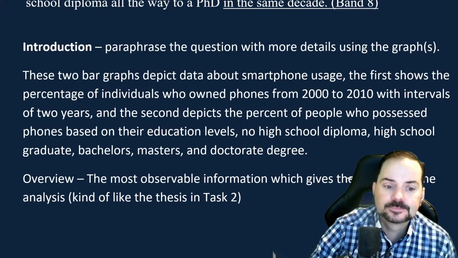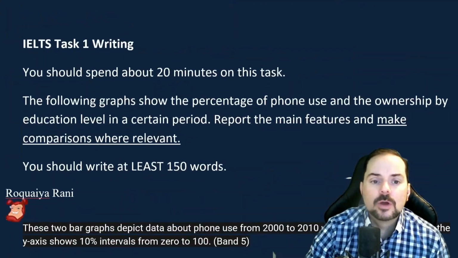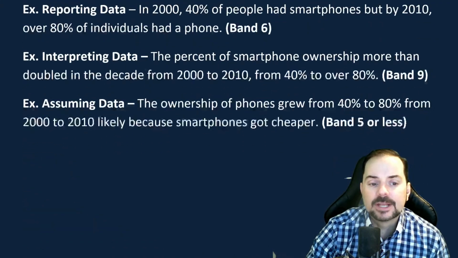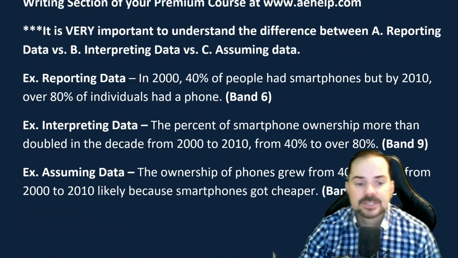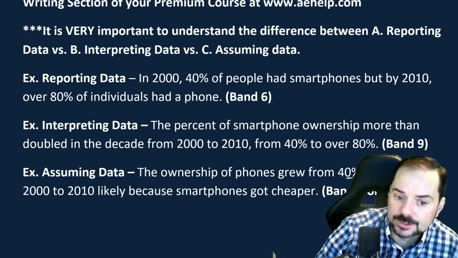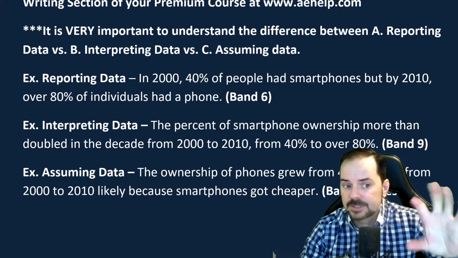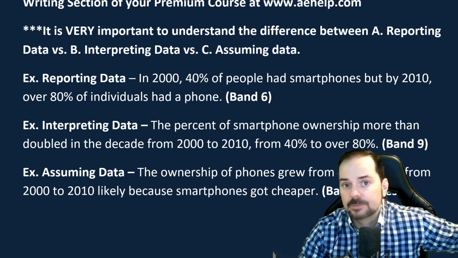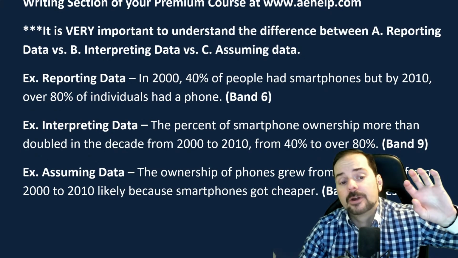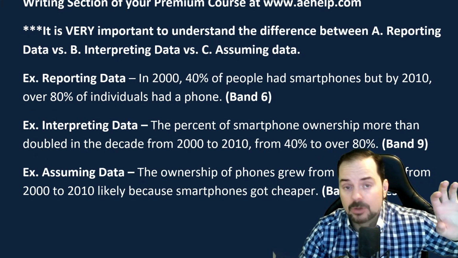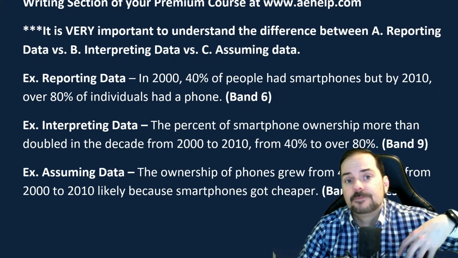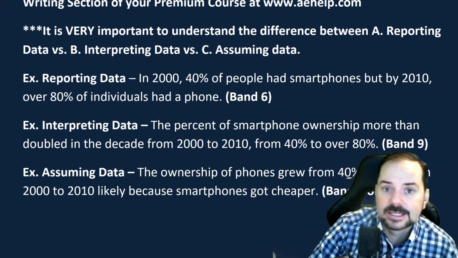All right. Okay, so I digressed a little bit there with the reporting data versus interpreting data versus assuming data, but it's very, very important. Okay, everybody's clear on this reporting, interpreting, assuming. Because I still see a lot of people that are assuming data, which is a big no-no, and I still see a lot of people that are just reporting data. Less people are actually interpreting data.